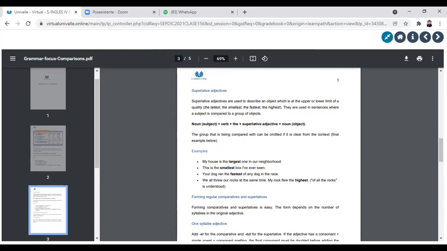In this case, the grammar structure is noun (subject) plus verb plus the plus superlative adjective plus noun, which is the object. The group that is being compared with can be omitted if it is clear from the context. Examples: my house is the largest one in our neighborhood.